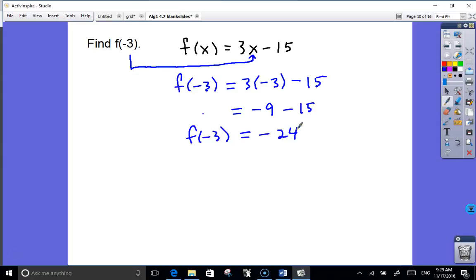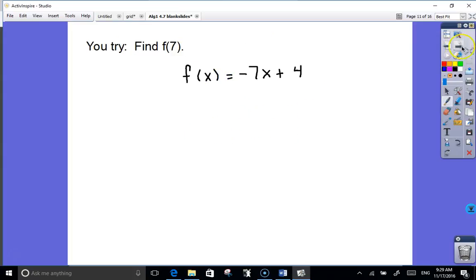Yeah, Hunter? For your final answer, if you put f of x equals negative 24, would that be wrong? Yes. F of x, because the x is still there, that's got to have an x in the expression. So you want to say f of negative 3. Okay.